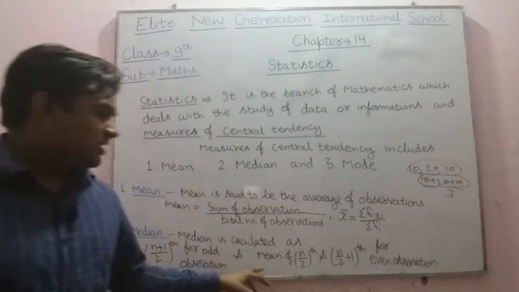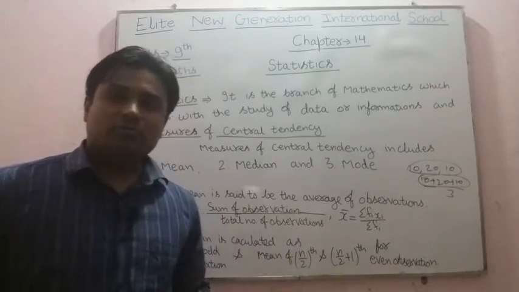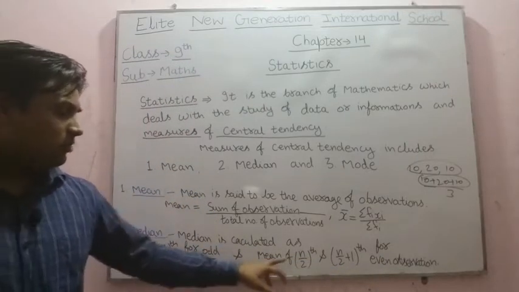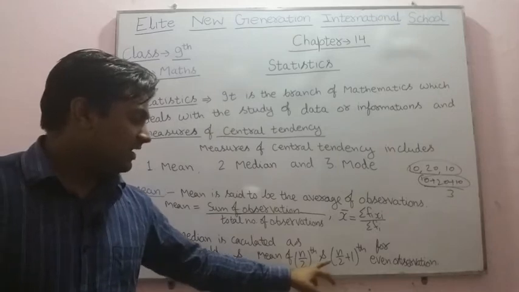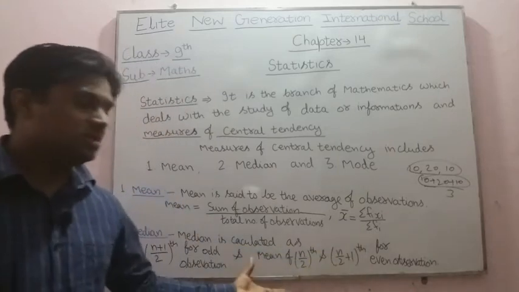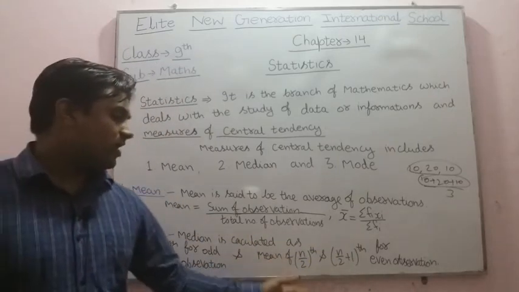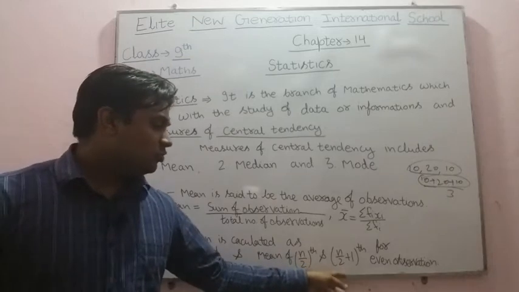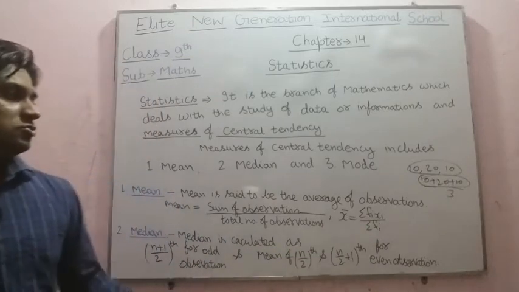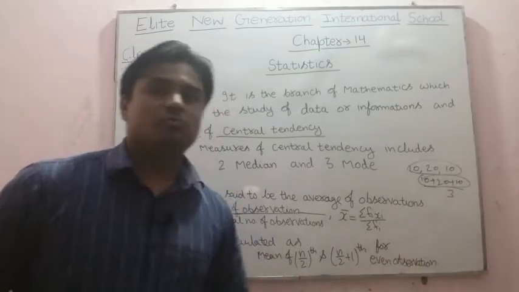Now median can also be calculated for an even number of observations, and we use the formula: the mean of the n upon 2 th observation and the n upon 2 plus 1 th observation. So this formula is for even observations.